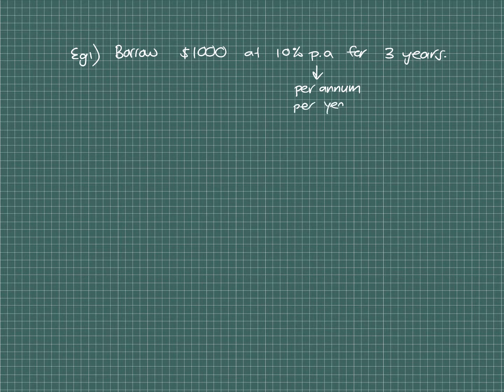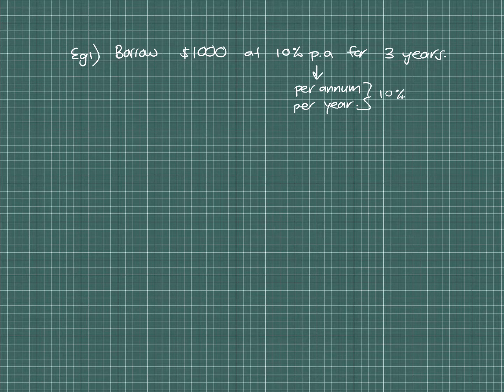Now let's say, for example 1, that we might borrow, and we'll use a nice easy amount to start with, $1,000 at 10% per annum for 3 years. So hopefully we remember that p.a. means per annum, which means per year. So it means over the course of an entire year, you're having to pay an extra 10% on top of what you've borrowed.